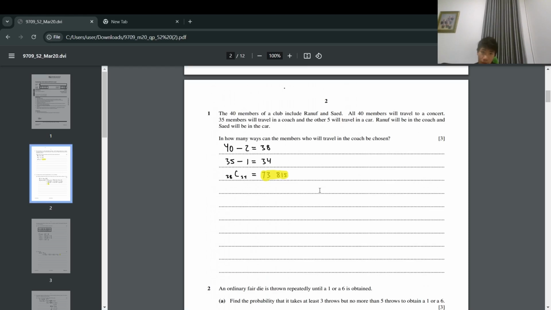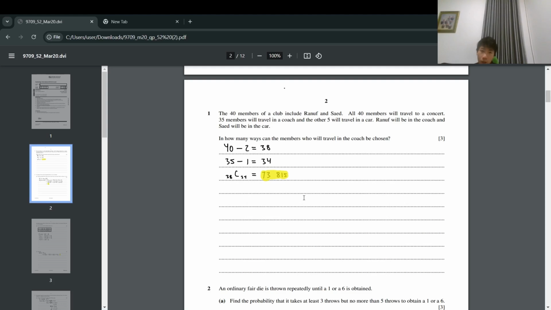Okay, for number 1, there are 40 members of a club which include Ranuf and Said. All 40 members will travel to a concert. 35 members will travel in a coach and the other 5 will travel in a car. Ranuf will be in the coach and Said will be in the car. How many ways can the members who will travel in the coach be chosen?